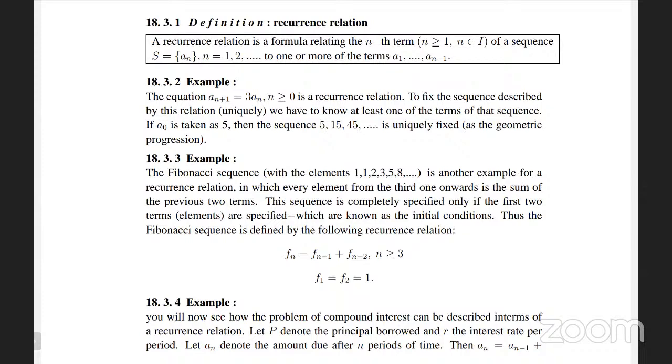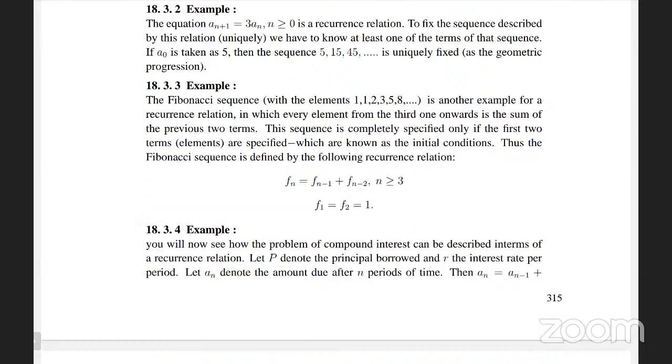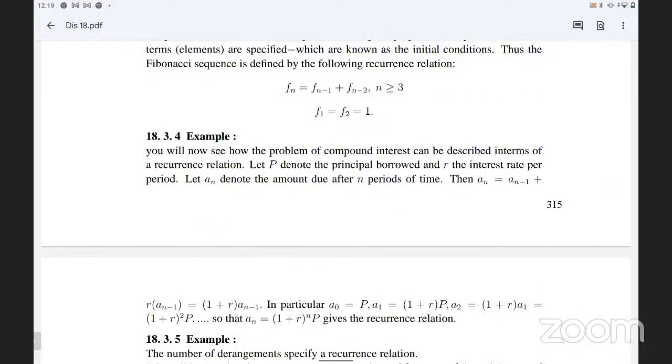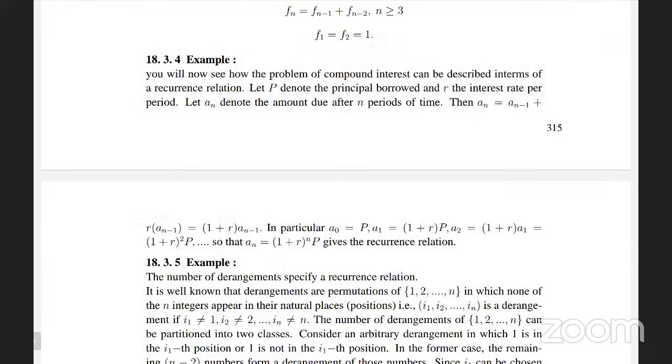So some of the previous terms and next term is close to the nth term. That comes to the Fibonacci series: F1 equal to 1 and F2 equal to 1. As an example of another term, if I take the r term to be observed, then an equals an minus 1 plus r into an minus 1. So that is equal to 1 plus an minus 1.